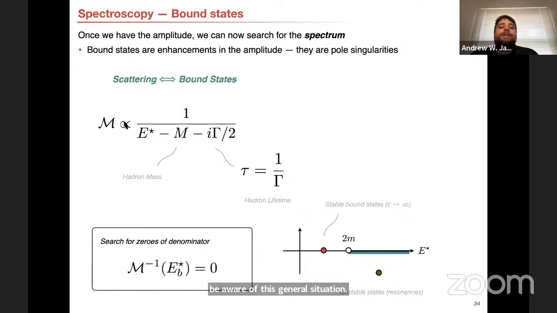So how do we determine the spectrum of the scattering amplitude? So where are the mass and decay width of any sort of composite state being formed? Well, we look for zeros of this denominator. Since when this denominator goes to zero, that's where we can pick out the real part related to M and the imaginary part related to gamma, which is related to tau. So this is the condition when E star is at a specific value, which I label as B here for bound state. When that occurs, when this is zero, then we can identify these parameters.